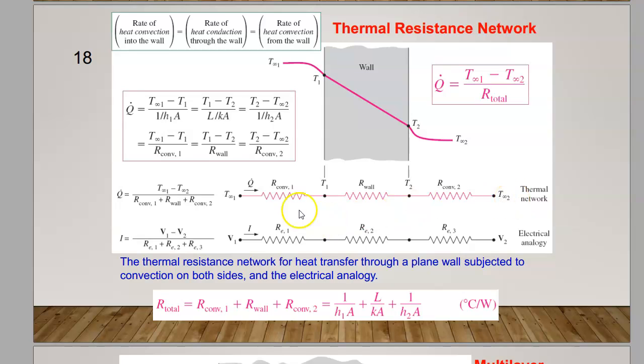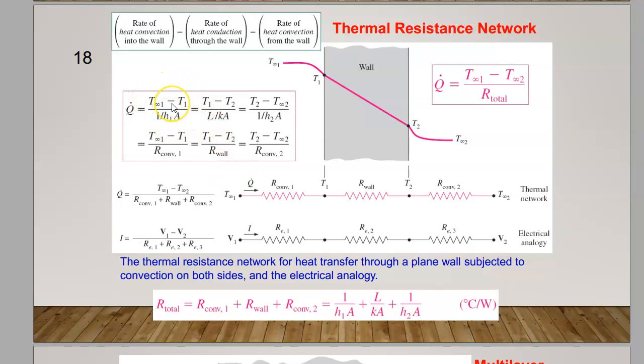Okay, to find Q, you could just use T infinity 1 minus T infinity 2 over R total. R total is what? R convection 1 plus R wall plus R convection 2. Or, to find Q, you could just use this one.